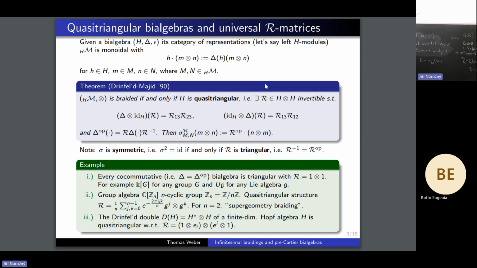Okay, and the last one I want to mention is the Drinfeld double. So this you can do for any finite dimensional Hopf algebra. You can look at this guy here, so H dual tensor H. And this is quasi-triangular via this R that is just taking a basis e_i and a dual basis e^i.